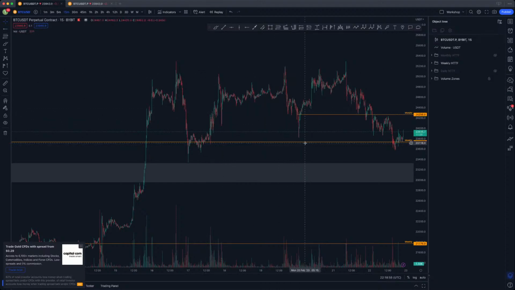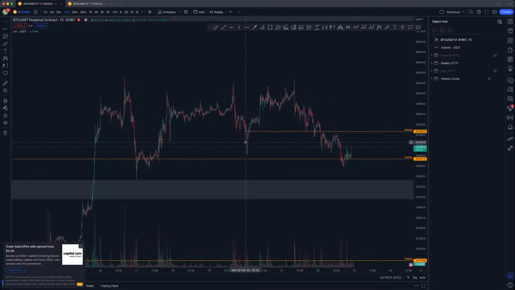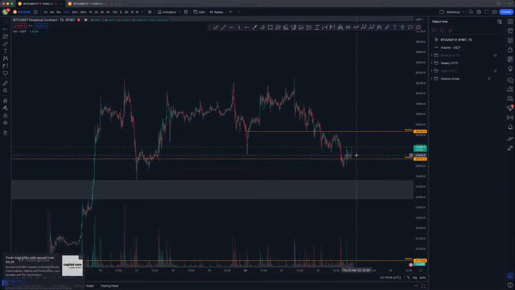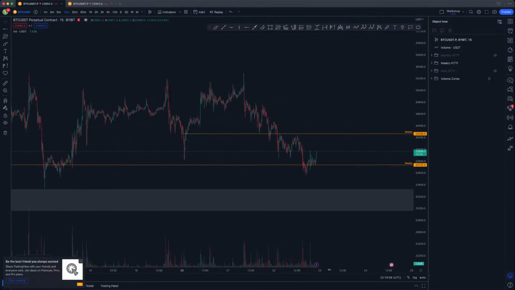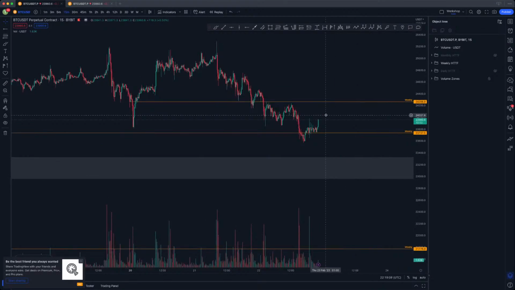Then we get a fake out past the weekly level. That's a new weekly level that has started. We don't quite come down to the new weekly level or the older weekly level, but we bounce off it. So now we're between these levels. As you can see, price is starting to push up a little bit now. I would be wanting to monitor the reaction at this zone here.